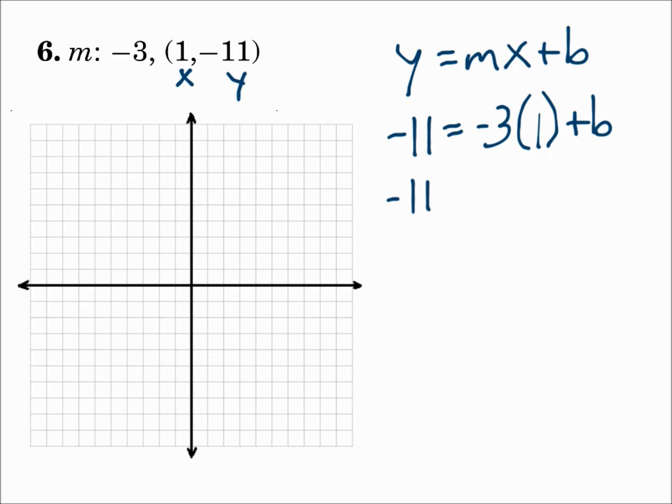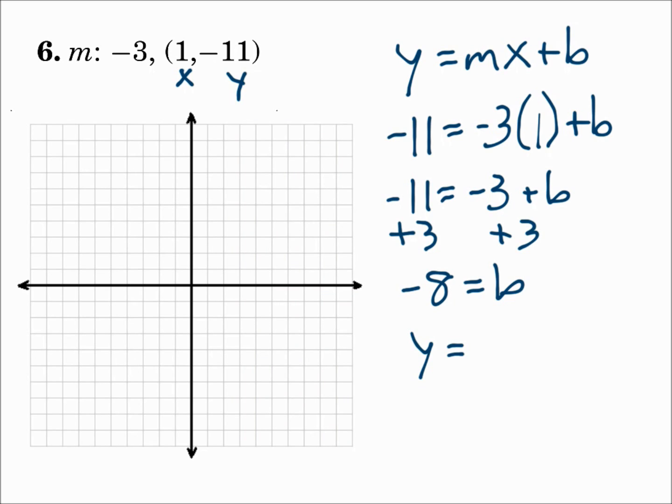Negative 3 times 1 is negative 3. Add 3 to each side, and b is negative 8. Now, substitute into the formula. So y equals m, which is negative 3, x plus b, which is negative 8. And let's simplify that. Instead of saying negative 3x plus negative 8, let's say negative 3x minus 8.